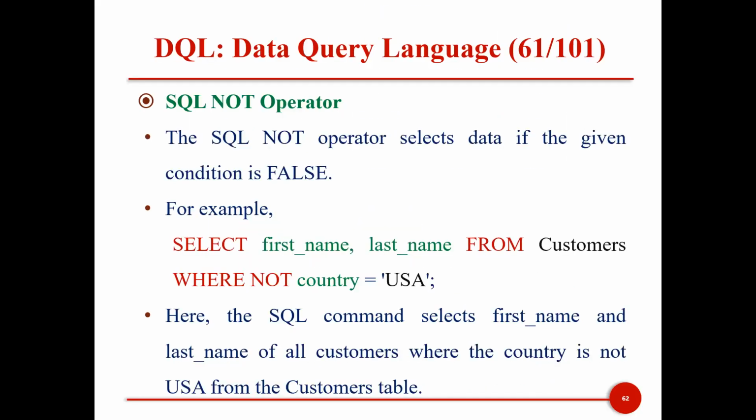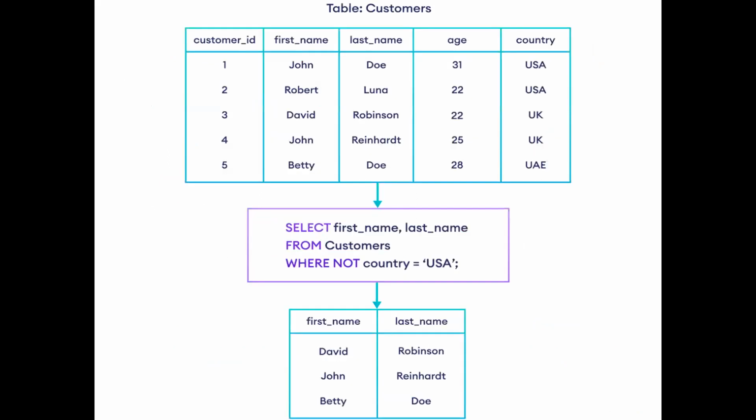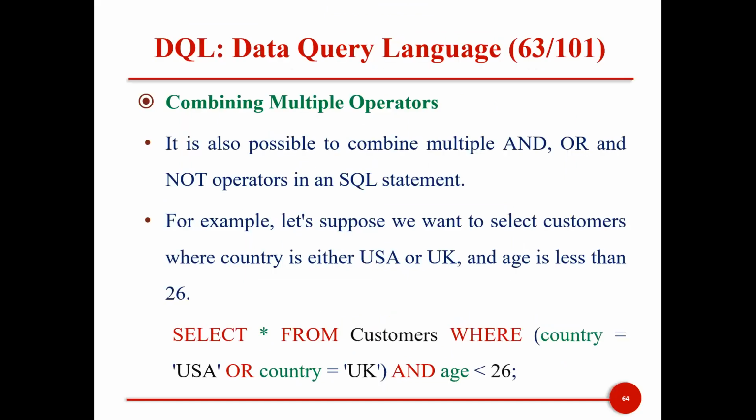Then we have the not operator. You know what not is? If someone does not belong to a particular country, then you can use the not operator. Or if someone's gender is not male, it can display that for you. Then you can also decide to combine the different operators.